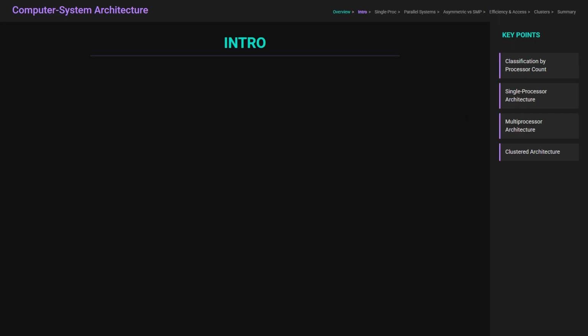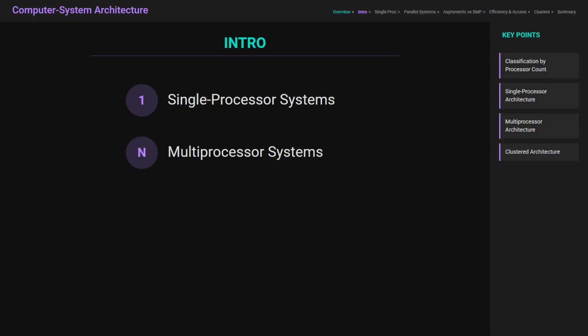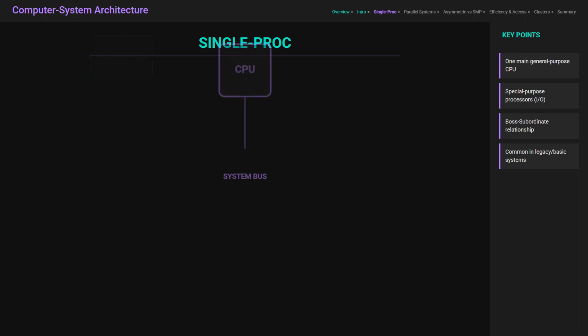To truly understand how an operating system manages resources, we must first look at the different ways those resources, specifically the processors, are organized. Computer systems are categorized based on the number of general-purpose processors used. We will explore three primary architectures: single processor systems, multiprocessor systems, and clustered systems. Let's begin with the most basic form, the single processor system.